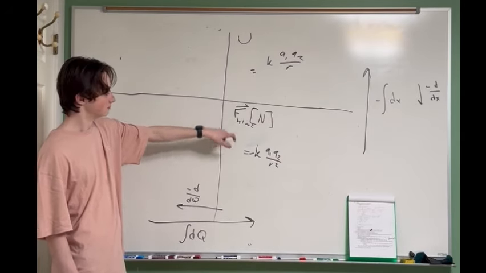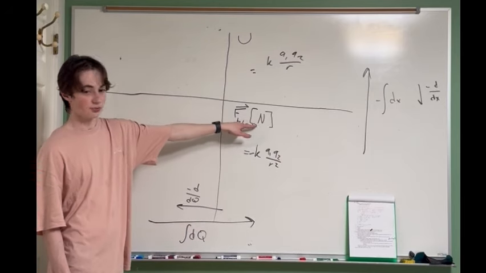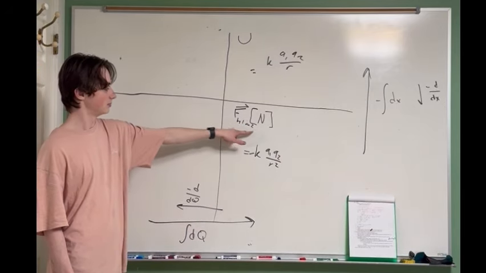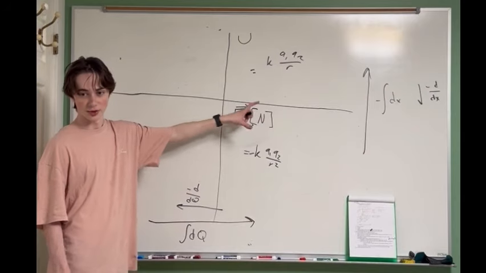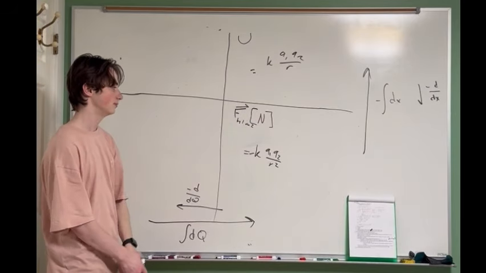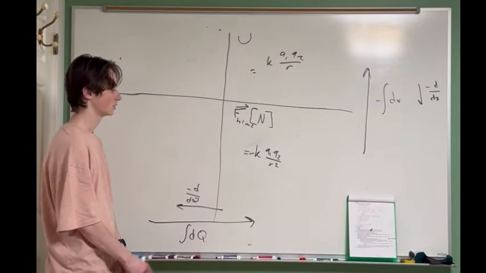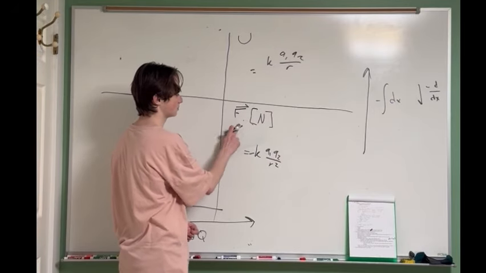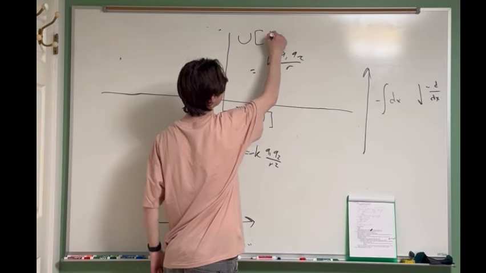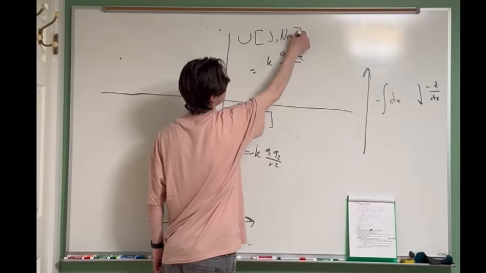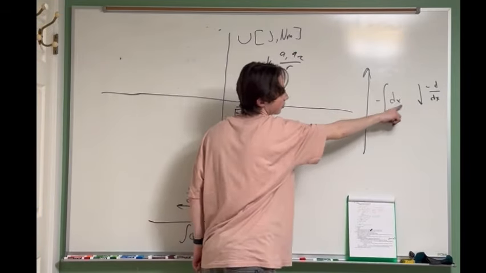What is N? N is newtons. It just represents the units. The brackets mean the units of force are newtons. Potential energy is in joules, which is newton meters. That makes sense because we multiply meters when we did the integral with respect to x.